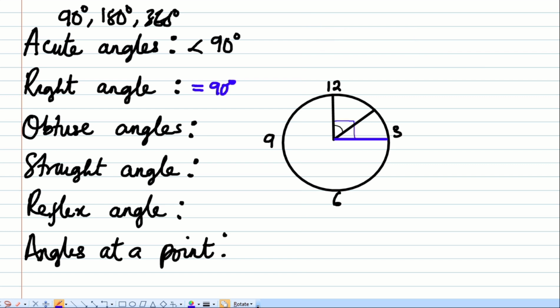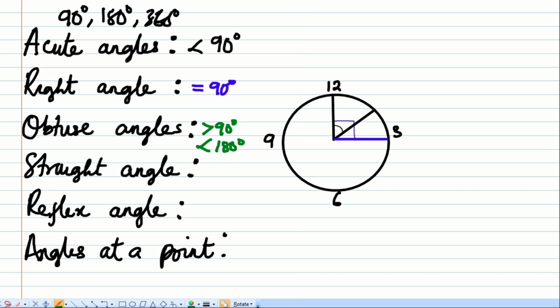So the next one we have is obtuse angles. Alright, what is an obtuse angle? Obtuse angles are angles that are greater than 90 degrees but less than 180 degrees. So you have, for example, 100 degrees, 120 degrees, 170 degrees. So any angle that is greater than 90 but less than 180 is an obtuse angle.